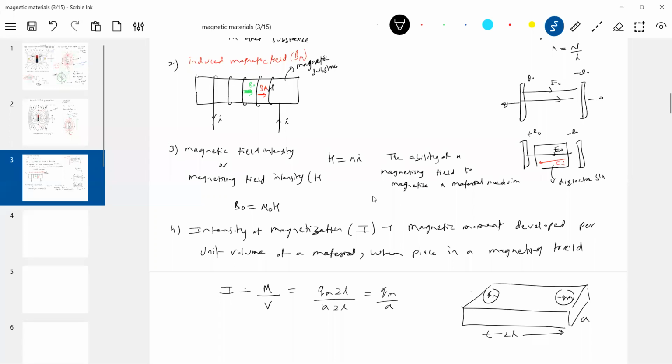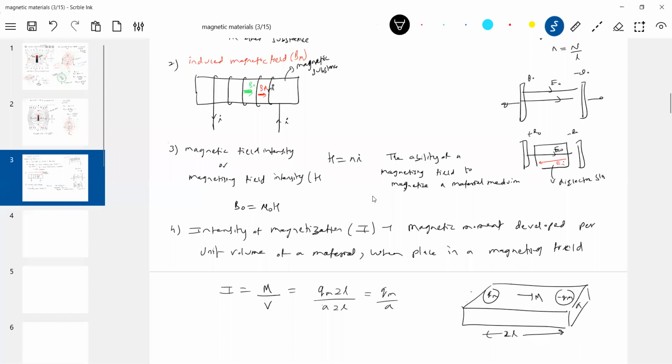So what is a dipole moment? Can we define dipole moment like this: pole strength into magnetic length. Then into the area of cross section. Now area of cross section into that length, what will it become? It will become volume. So that 2l gets cancelled. So the pole strength per unit cross section is what we can define as intensity of magnetization.